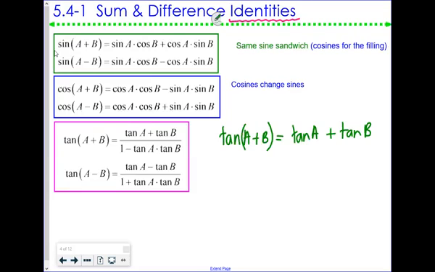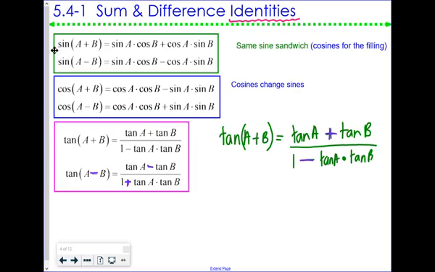Tangent of A plus B, just write out what you wished it was in real life, because that would be so easy. And say, oh, but it isn't, it's a fraction. And then you've got 1 minus multiplying those two things together. Whatever you wrote here, you write the opposite there, okay? This, you write the same in the top, the opposite in the denominator. That one you just kind of have to remember.